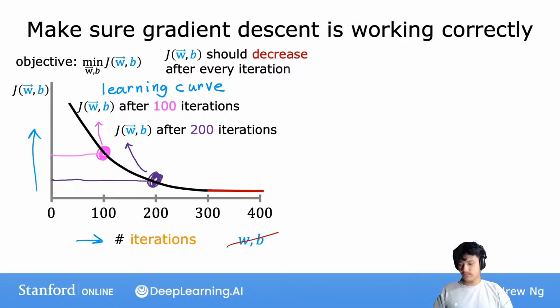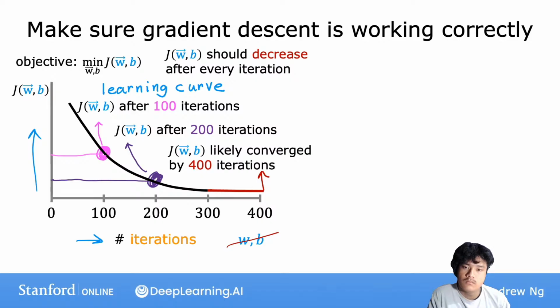Another useful thing that this plot can tell you is that if you look at this curve, by the time you reach maybe 300 iterations or so, the cost j is leveling off and is no longer decreasing much. And by 400 iterations, it looks like the curve has flattened out. So this means that gradient descent has more or less converged because the curve is no longer decreasing. So looking at this learning curve, you can try to spot whether or not gradient descent is converging.